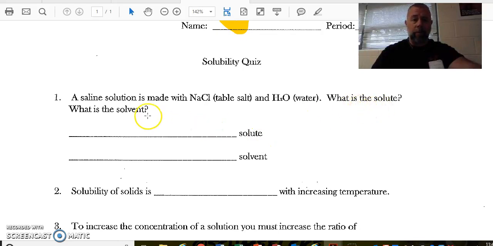What is the solute? What is the solvent? And of course, we take a look up and we know it's table salt is being dissolved into the H2O. So the one that is being dissolved is the solute. The one that's doing the dissolving is the solvent. That was pretty good right there.